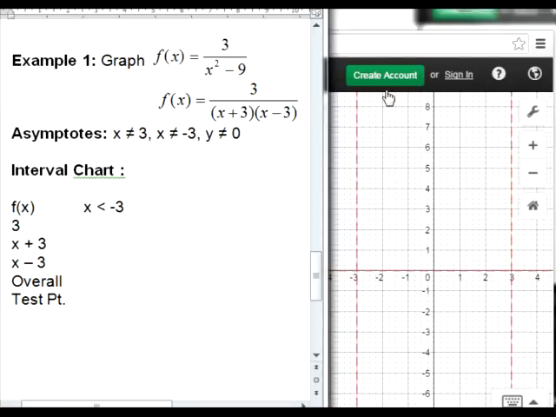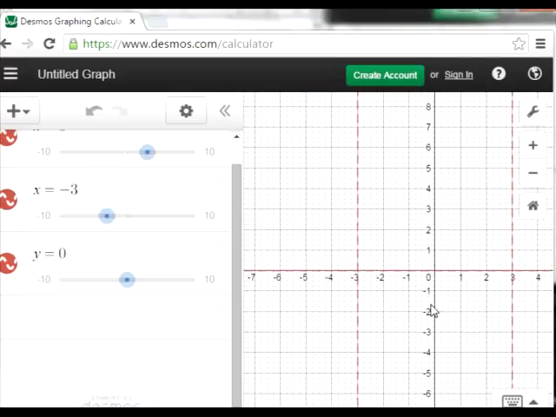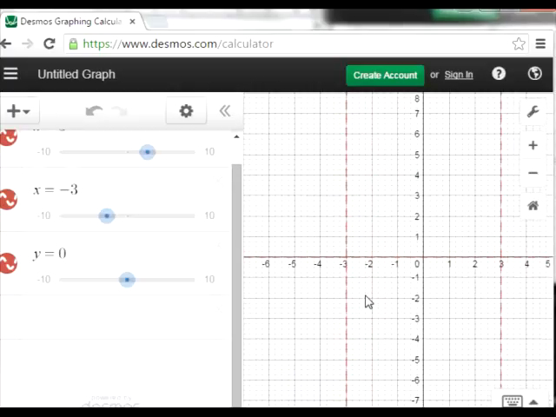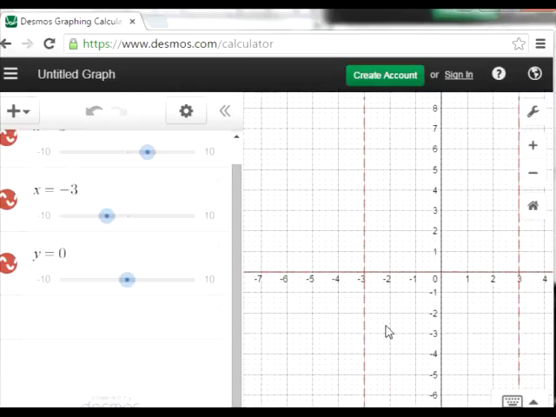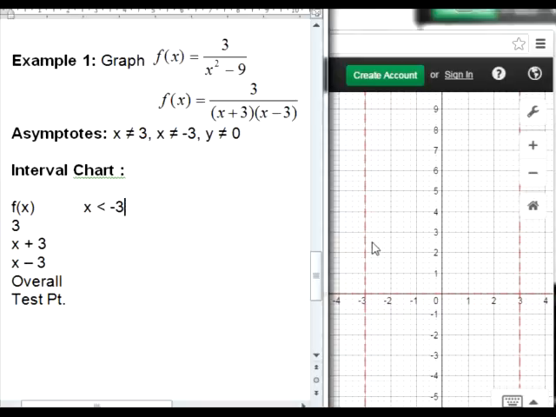Back to my graph here, that means everything on the left side of negative 3 is either going to be above or below. It can't cross. The next segment is going to be between my two asymptotes, so I'm going to say negative 3 is less than x is less than 3. And then my last chunk is going to be on the right, which is x is greater than 3. Where I got that from is my asymptotes, which basically go right in here.